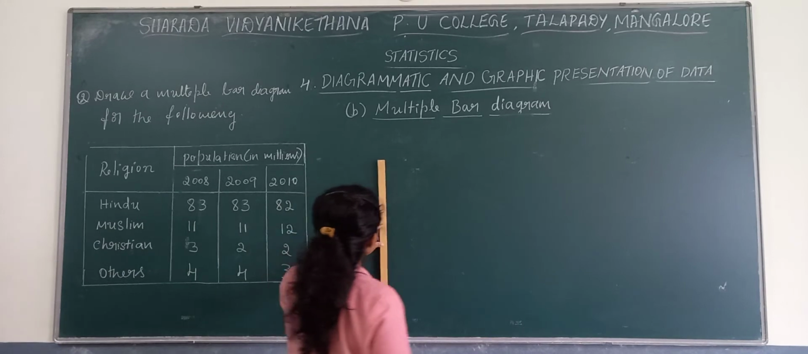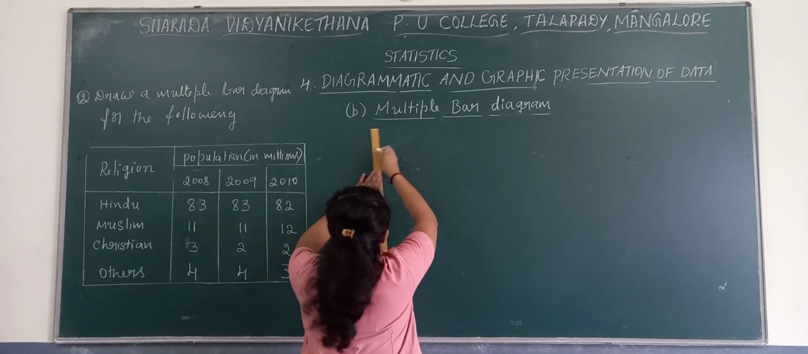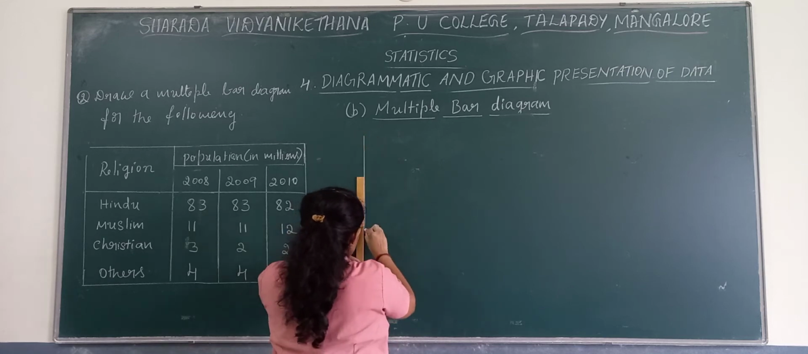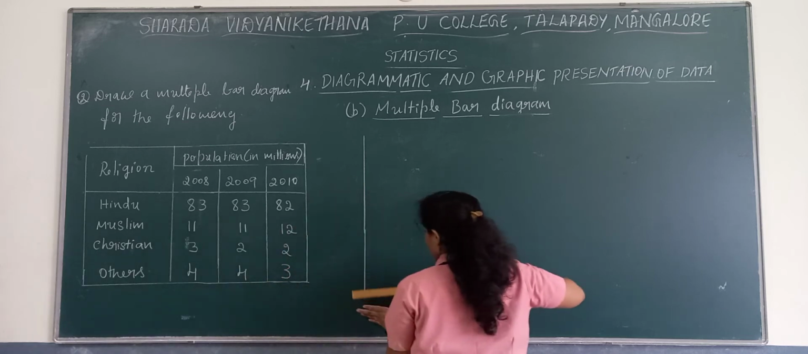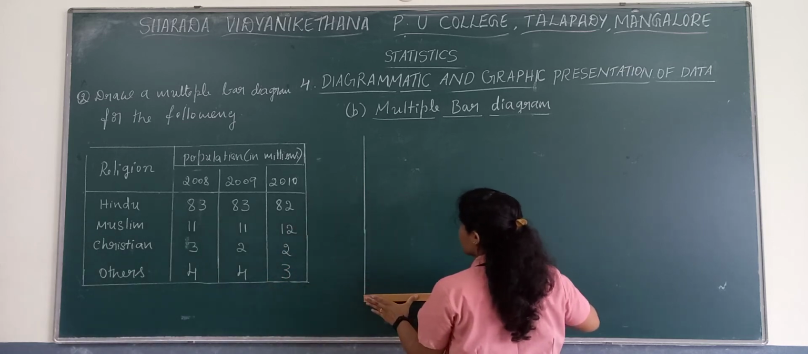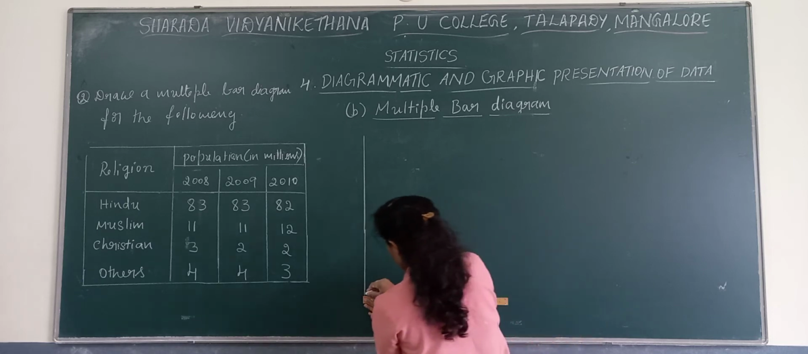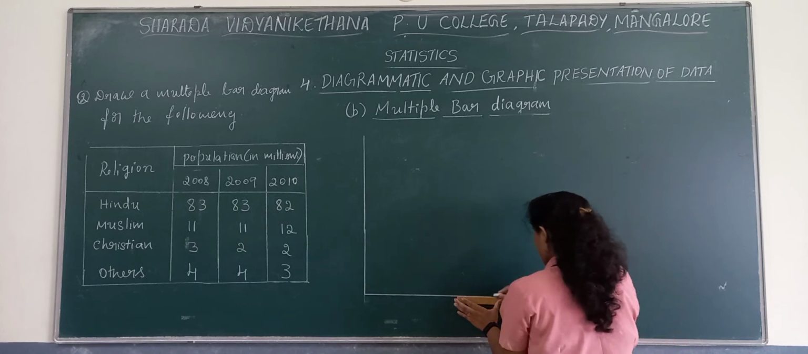Now firstly we draw the x and y axes. We take the Cartesian space, and here the different years we will show along the x-axis.